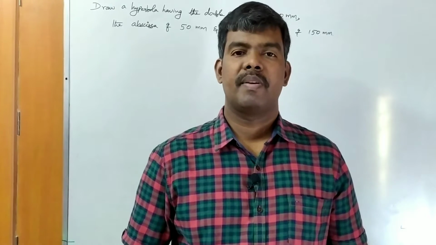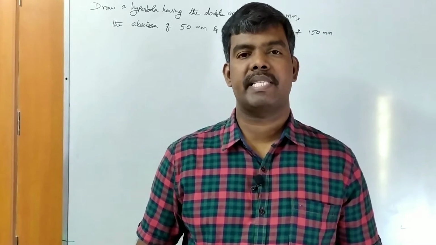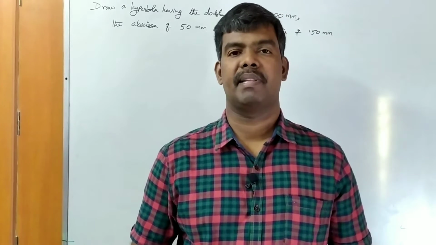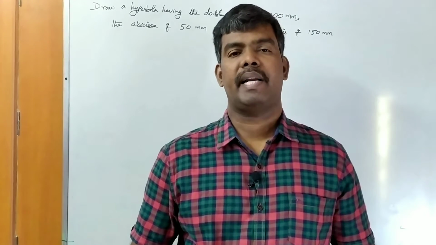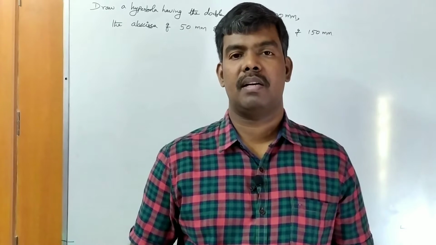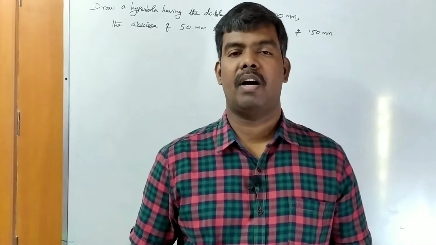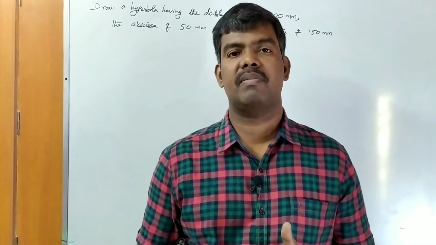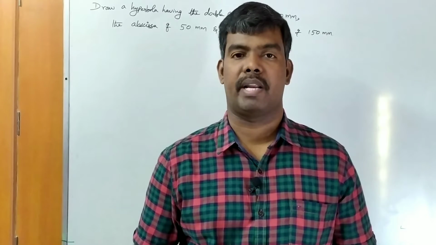Hi students, welcome. In today's class we are discussing how to draw a hyperbola by using the rectangle method. The rectangle method of hyperbola is also called the abscissa and ordinate method. Here, ordinate means the total base of that curve, which is nothing but the double ordinate.